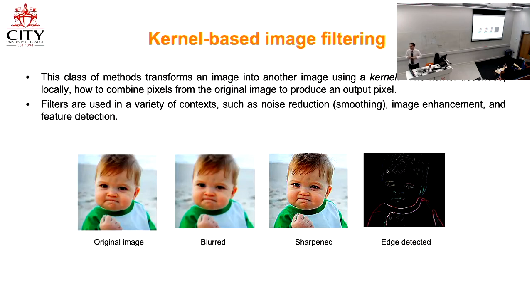We want to detect edges. How can we do this? We will find a kernel that does the same thing for us, convolve it on the image, and see what it looks like. There are different kernel-based filters. If you have an original image, you can blur it, with less detail. You can sharpen it, with more detail and usually a bit more noise. And you can detect the edges in that image. These models usually combine pixels from the original image to produce an output pixel.